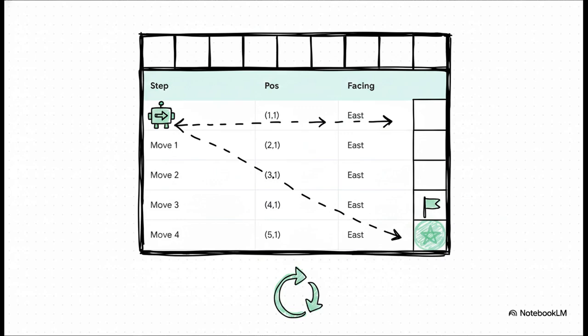Okay, so we start at 1-1 facing east. After move 1, we update the state to 2-1. Move 2 takes us to 3-1. Move 3 goes to 4-1, and our final move 4 lands us perfectly on the goal cell at 5-1, still facing east. Applying commands sequentially and recording that new state is exactly how you trace a loop.